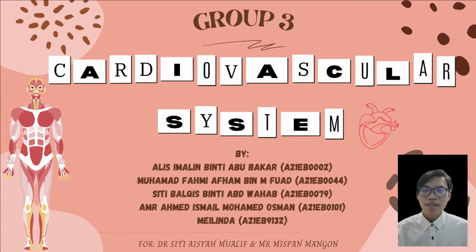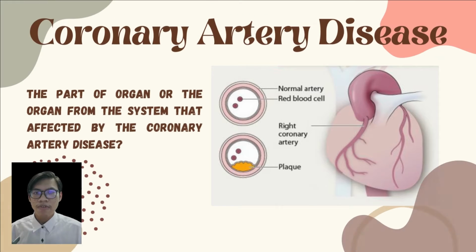What is cardiovascular system? Cardiovascular system consists of a heart and closed system of vessels called arteries, veins, and capillaries. The function of cardiovascular system is to pump blood and supply oxygen from the lung to the rest of the body. My name is Fahmi bin Fuad.